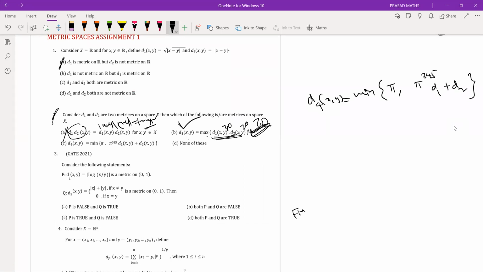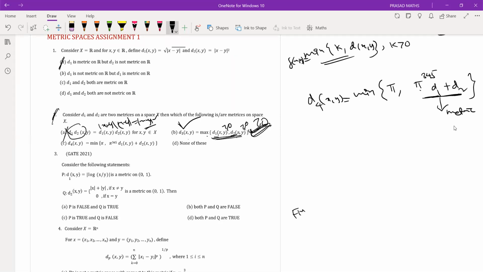I already told you, look at the example which I already told, k d of x comma y. You know delta of x comma y. It is a metric space. It is a metric whenever k is positive. You know that D1 is a metric, already given. D2 is a metric, already given. Finite linear combination of metrics is always a metric. Therefore, it is a metric.